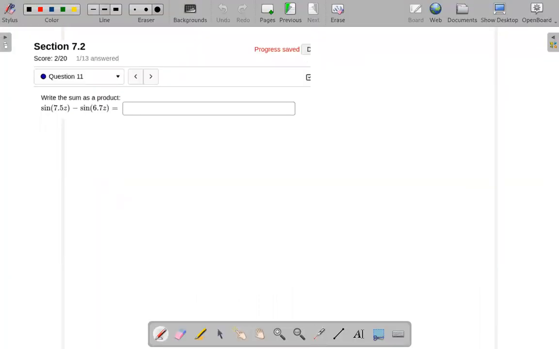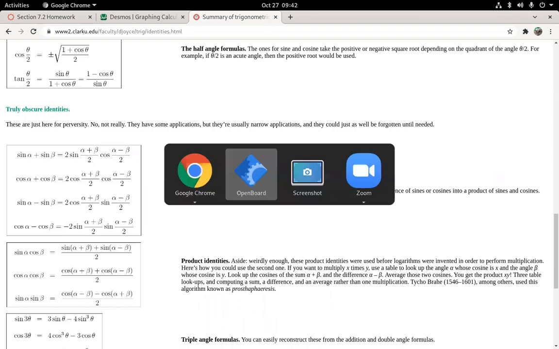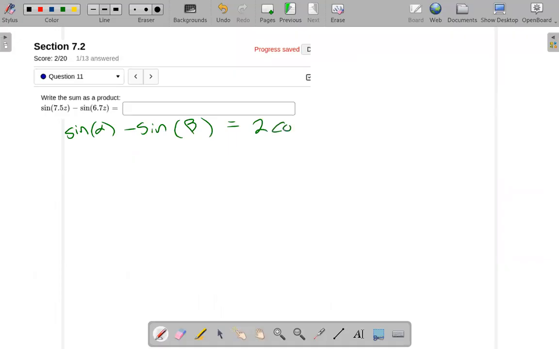So the formula we're applying is the sine of alpha minus the sine of beta equals twice... Do I have the order right? It was sine and then cosine, right? No, cosine then sine. Cosine of the average times the sine of half the difference. All right, so my alpha is 7.5z and my beta is 6.7z.